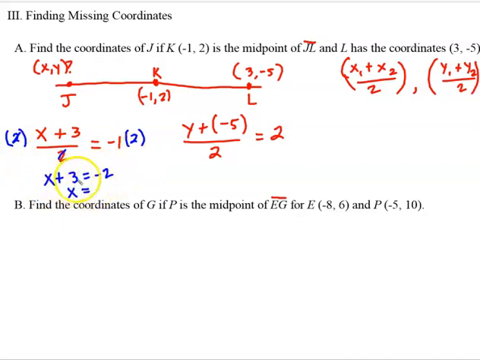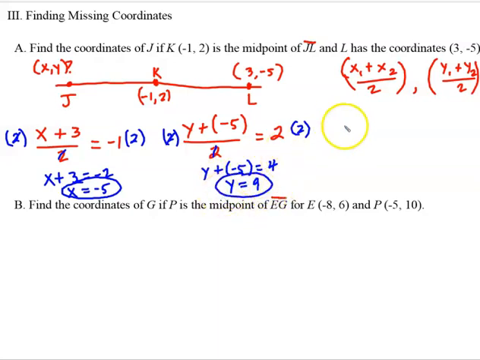And so x, after I subtract 3 from both sides, is going to be -5. All right, so that's going to be the x-coordinate for J. And now let's find out what the y-coordinate is. So same procedure, multiply by 2 on both sides. So we can undo division. y plus -5 is equal to 4. And then when I add 5 to both sides, I get 9. So J must be the coordinate -5, 9.